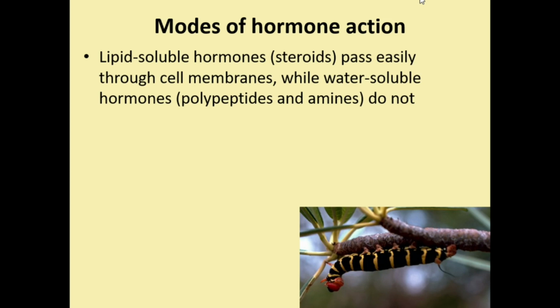So what we can see here is that lipid-soluble hormones, most notably the steroids, can pass easily through the plasma membranes of our cells, including the nuclear envelope around the nucleus. And that's because they're lipids, so they can pass freely through the phospholipid bilayer. Whereas a lot of the polypeptides and amines are water soluble, so they're polar, and this means that they cannot get through the phospholipid bilayer. So how do you think that would impact the location of the receptor proteins for those different hormones?